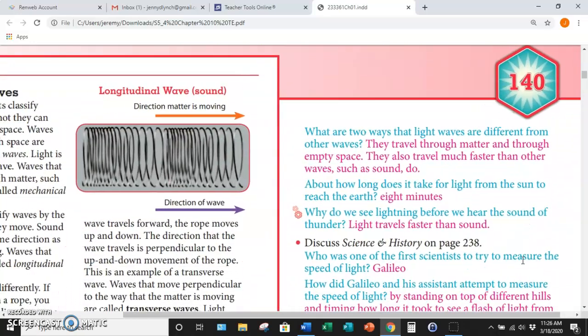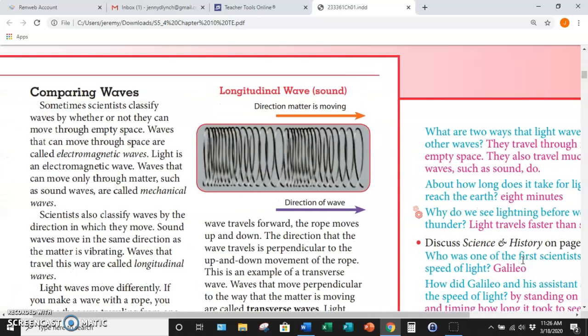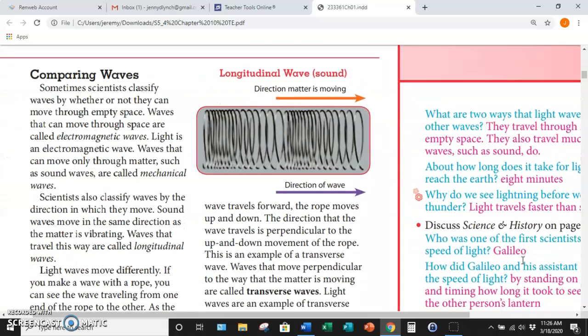All right, so now we're going to look at the types of waves, comparing sound waves and light waves. Sometimes scientists classify waves by whether or not they can move through empty space. Waves that can move through space are called electromagnetic waves. Light is an electromagnetic wave. Waves that can move only through matter, such as sound waves, are called mechanical waves.